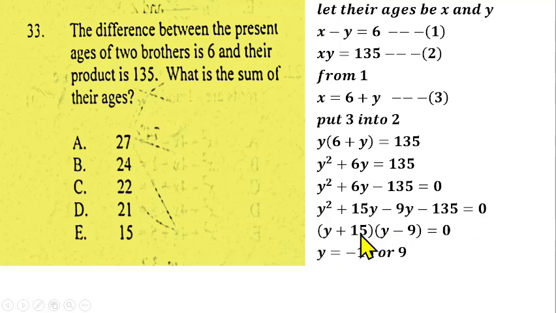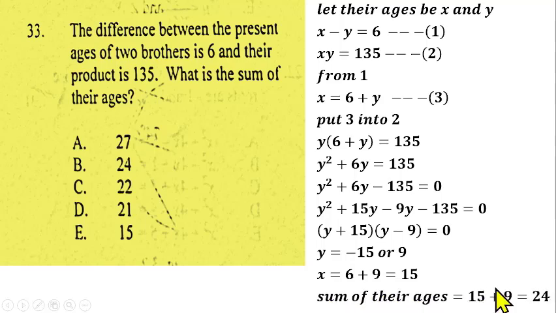From there, your y will be equal to minus 15 or 9. We can't use negative, because the age can never be negative, so it has to be 9 for the value of y. So we need to get the value of x before we now sum them together. So x was 6 plus y, so that will give us 6 plus 9, that will give us 15. That means the sum of their ages will now be 15 plus 9, that will give us 24, which is option B.